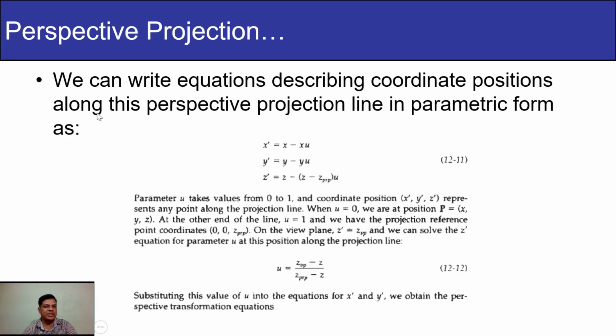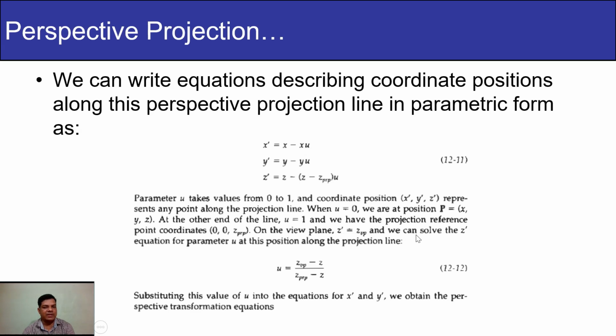Now we can write the transformation equations as x' = x - xu, y' = y - yu, and z' = z - (z - zprp)u. Here we are taking one parameter, and the parameter can have a value between 0 and 1. At u equal to 0 we are at position P = (x, y, z), and when u equals 1 we are at position (0, 0, zprp). Now on the view plane z' equals zvp, as we know the position of the view plane.